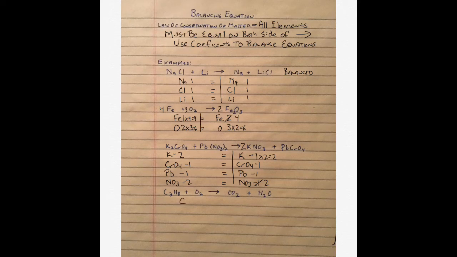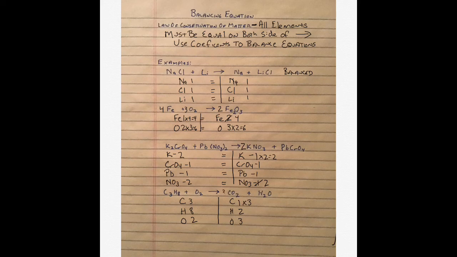And in the final example, we have a combustion reaction. And so we write down our elements, C, H, and O. And we have 3 C's, 8 H's, and 2 O's on the reactant side. And on the product side, we have 1 carbon and 2 hydrogens and a total of 3 oxygens, because of the oxygen from CO2, there's 2 of them and 1 in water.